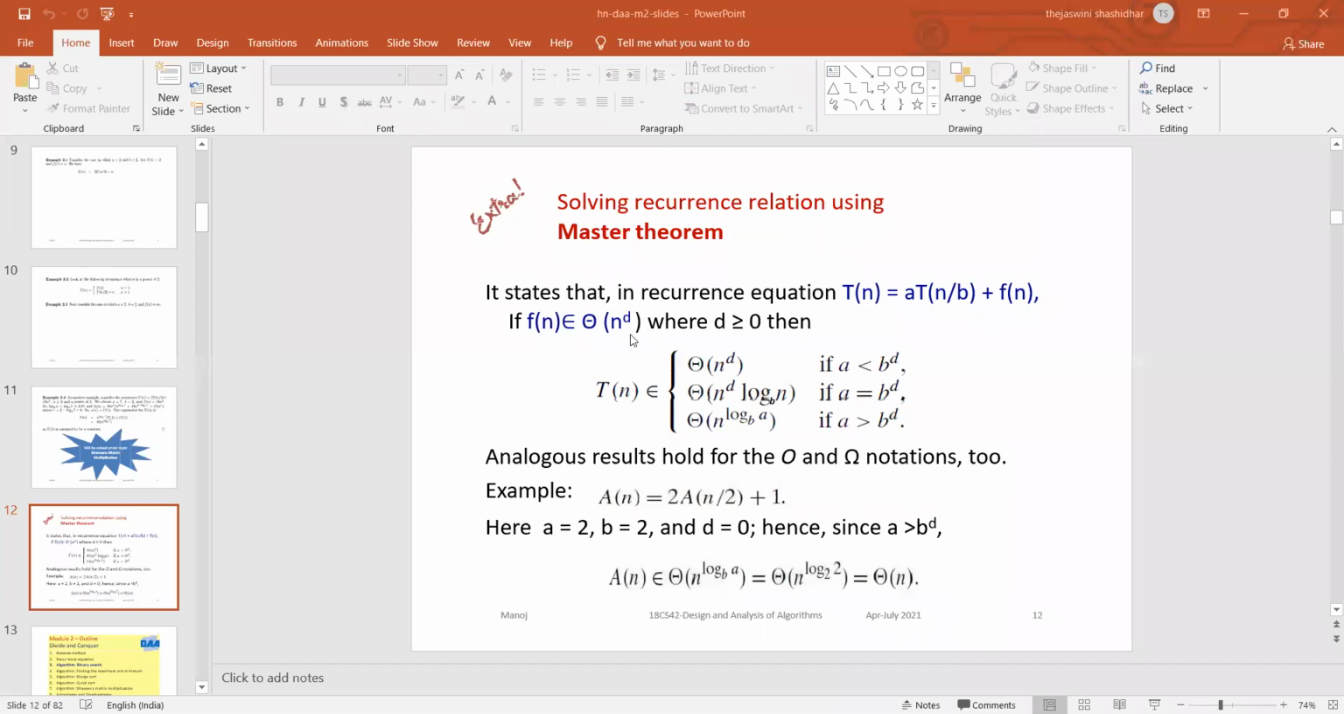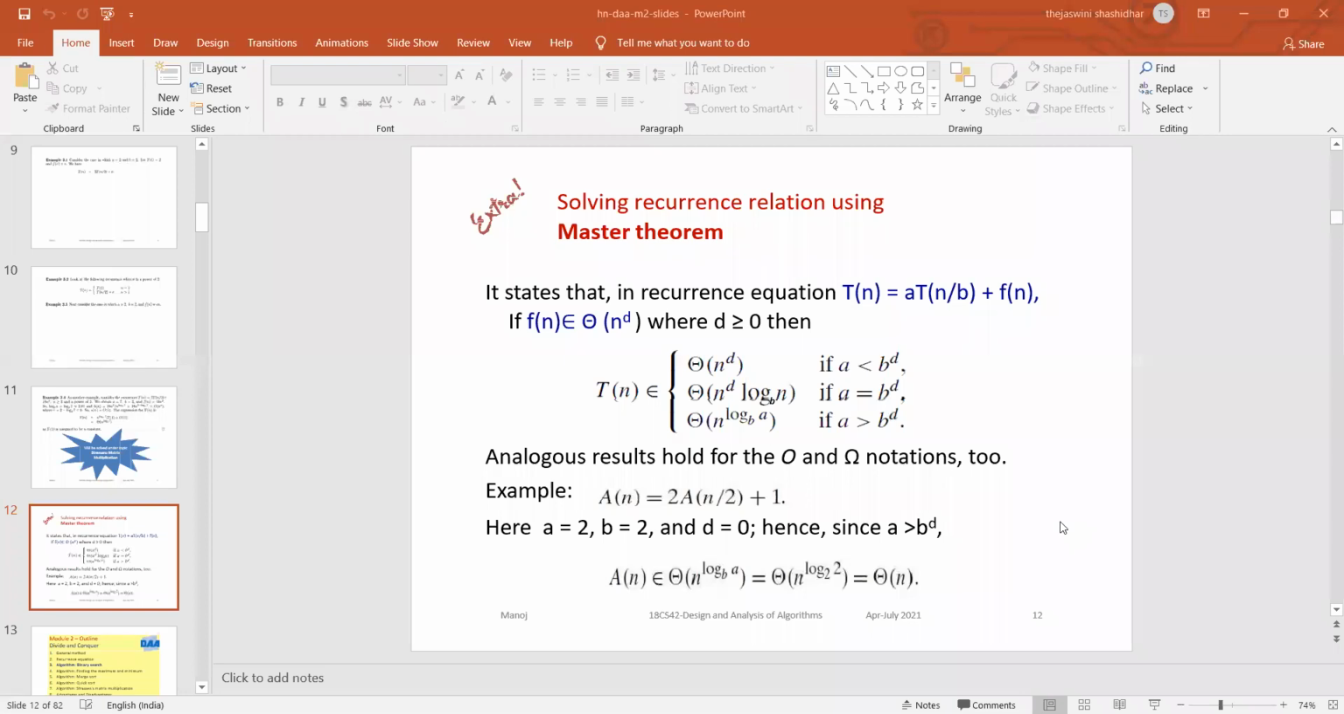What we need is 1, so for d you have to put 0. Anything to the power 0 will get you 1. So that's why we put d equal to 0. Have you understood how you got the value d equal to 0? Kindly answer in the chat box. Yes or no?